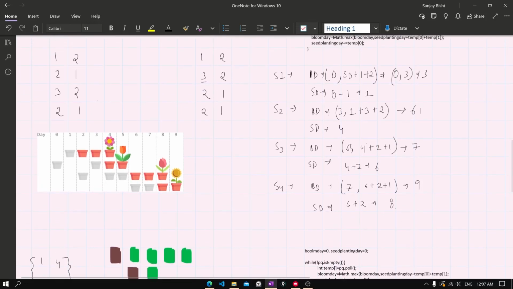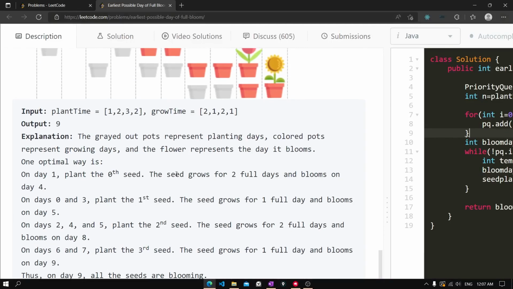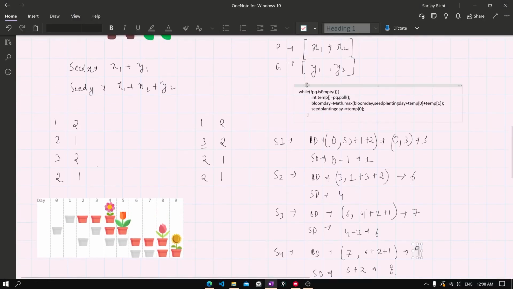Seed 3 will do the same. We have our existing as 6, and we follow the same thing. At the end we get our bloom day as 9, and you can see we are getting the output as 9 in this question. We are taking all of our elements and adding them, and after that we check the bloom day. We need to check this condition. These are the two things, and we have to find the maximum of both of them.